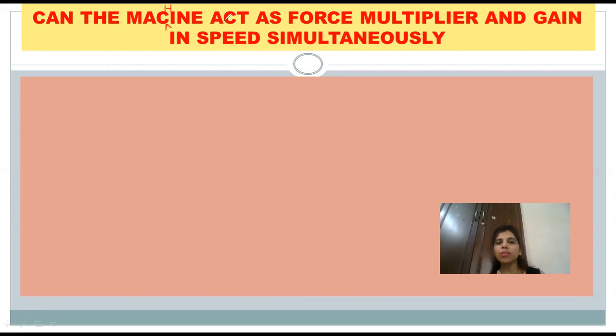So can the machine act as a force multiplier or gain in speed simultaneously, children? What do you think? Think over it for a little while and try to answer. Whatever you thought, keep it in your mind and let us see what the answer is. So it is no. Those who thought that no, it cannot, all are right. So you all have got the answer correct.